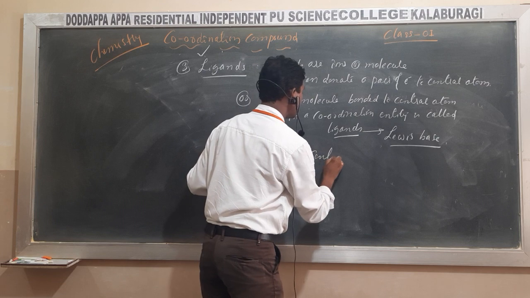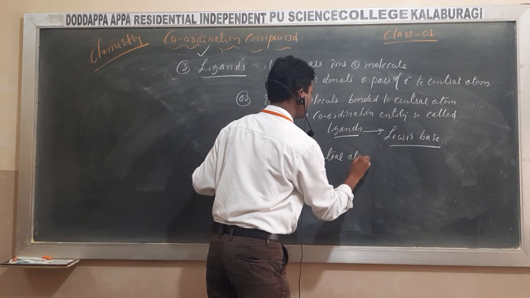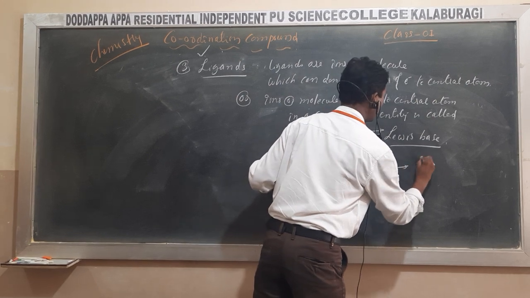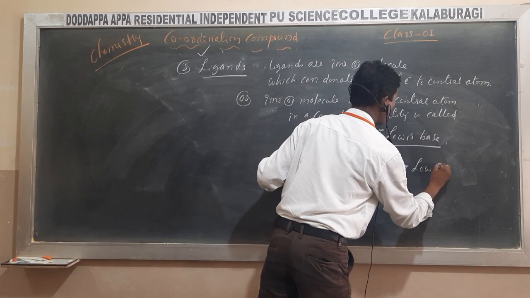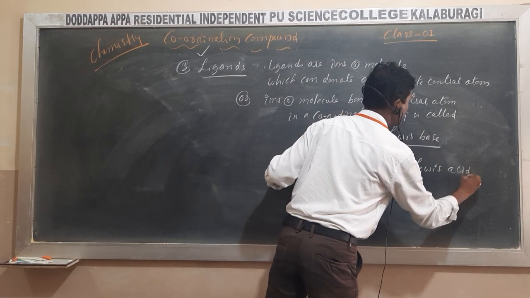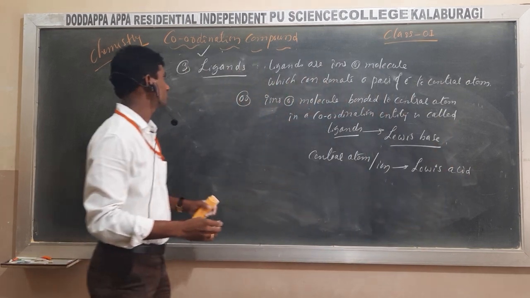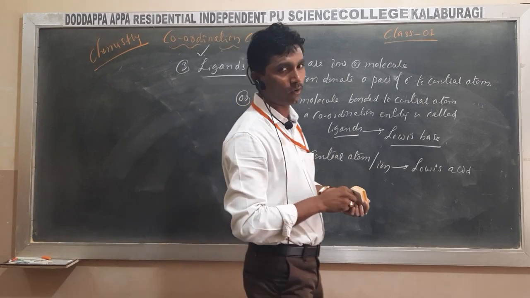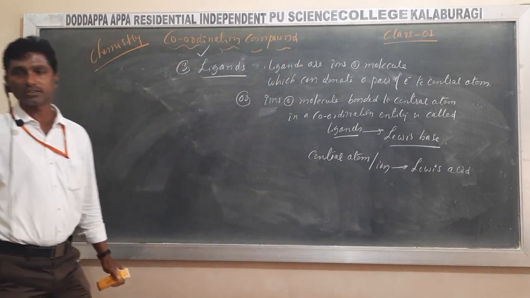And the next is what here? The central atom or ion is called what? It is called Lewis acid. So this is a ligand. Now further I can go for the classification of ligands.